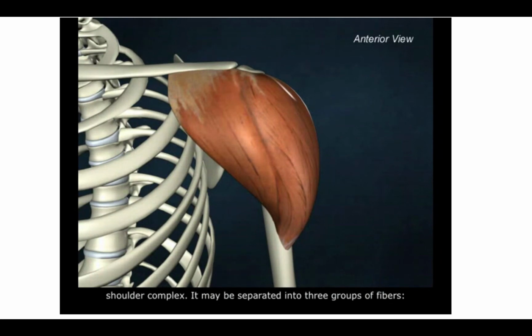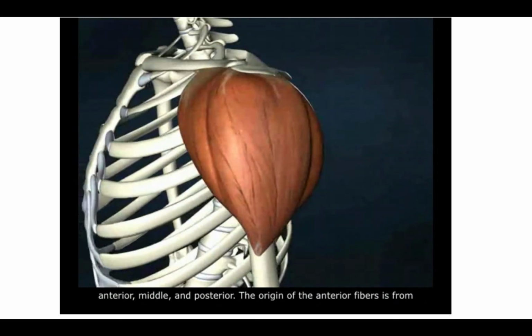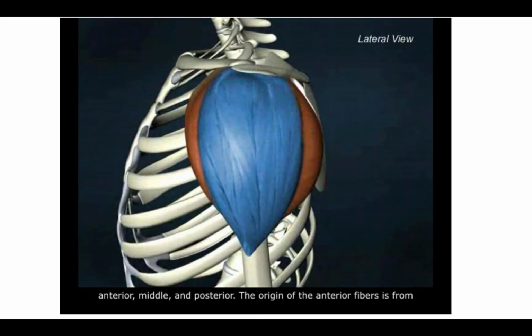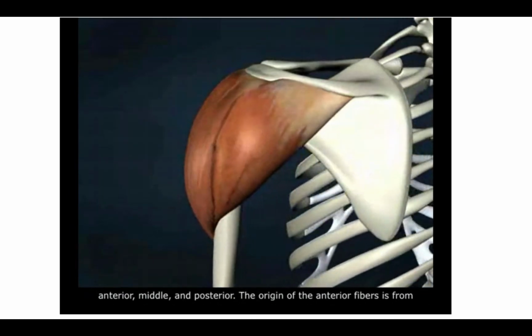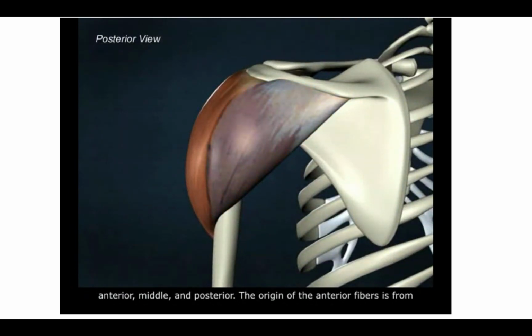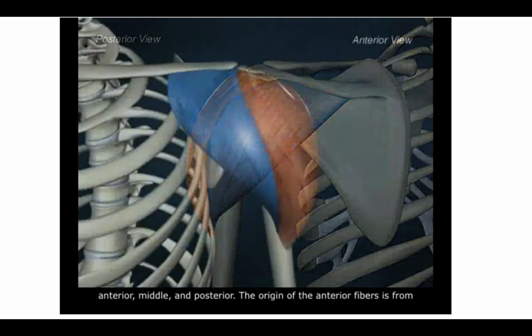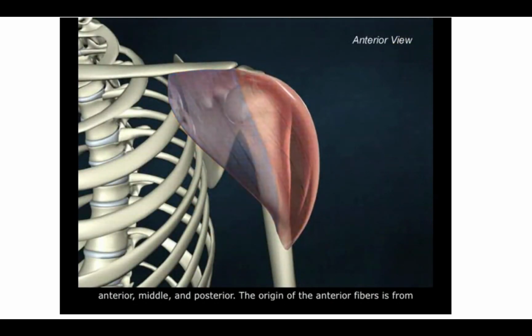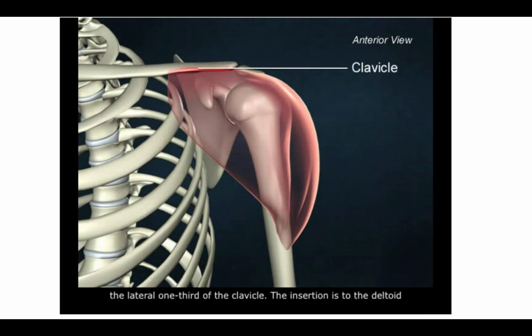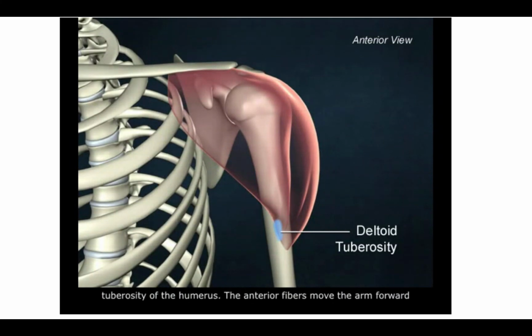It may be separated into 3 groups of fibers: anterior, middle, and posterior. The origin of the anterior fibers is from the lateral 1/3 of the clavicle. The insertion is to the deltoid tuberosity of the humerus.